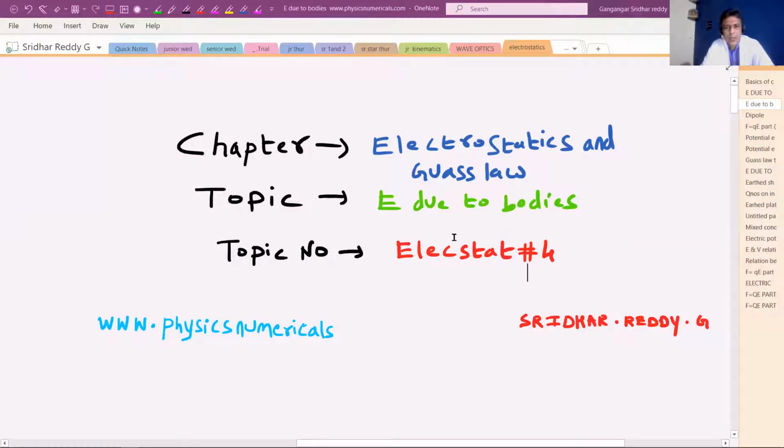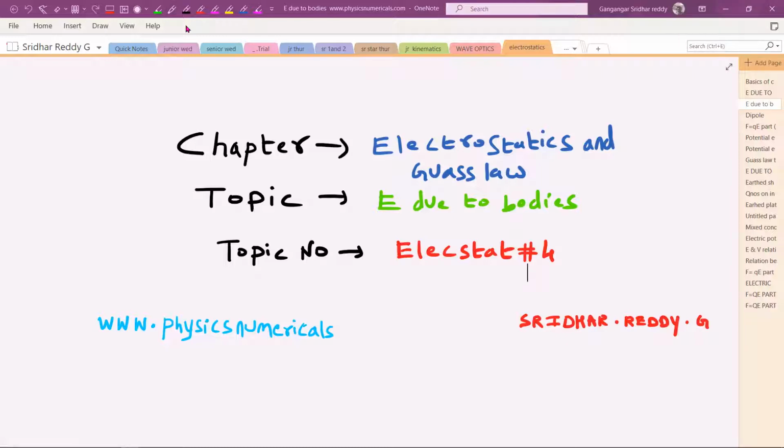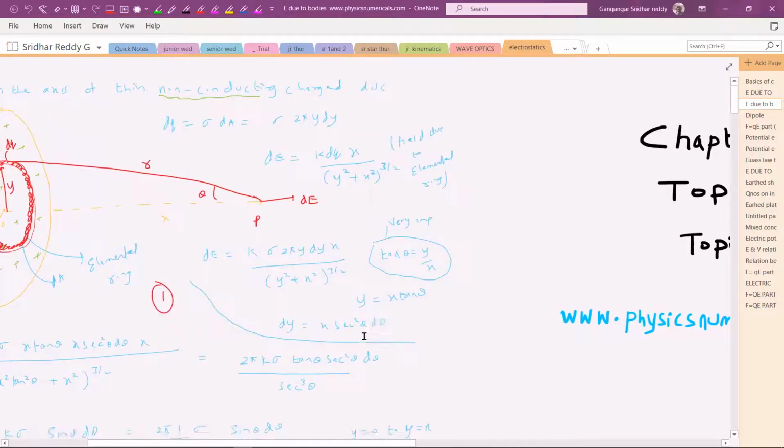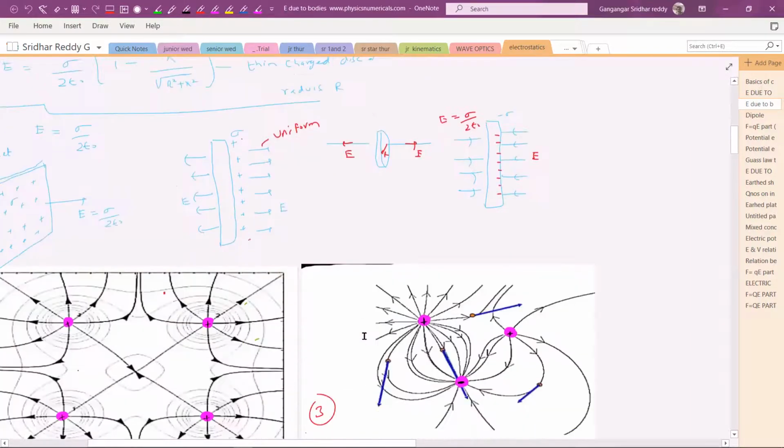Let me take you to the screen. Our chapter name is electrostatics and Gauss law. The topic will be electric field due to the bodies. The topic number, I think this is electrostatics, the fourth one. Let me do some adjustment. Already I have pre-written.